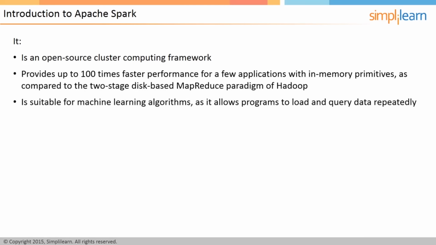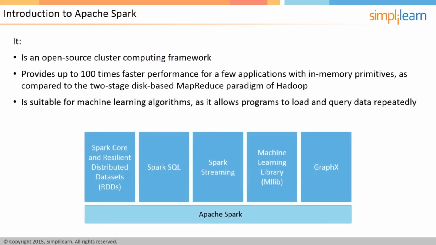As shown on the screen, a Spark project contains various components such as Spark Core and Resilient Distributed Datasets or RDDs, SparkSQL, Spark Streaming, Machine Learning Library or MLlib, and GraphX. The components of a Spark project are listed on the screen.